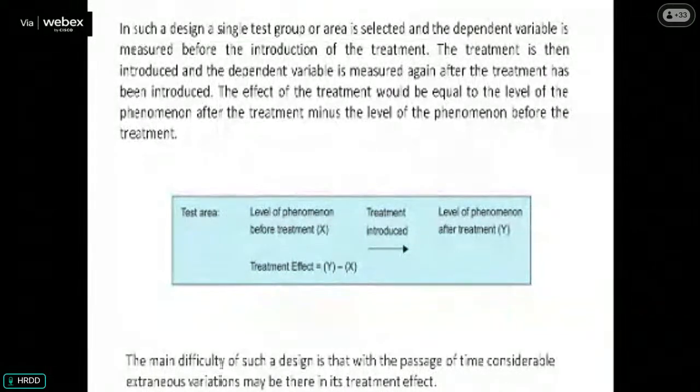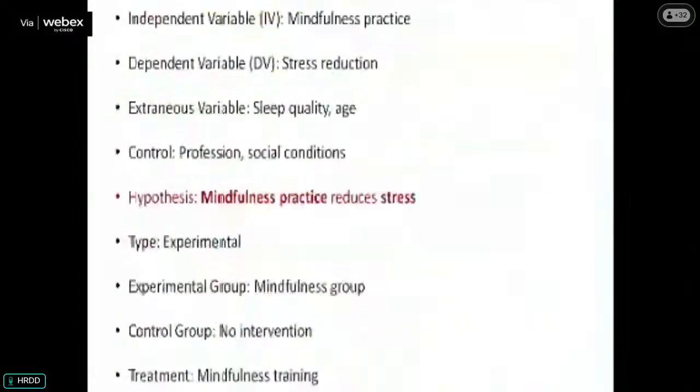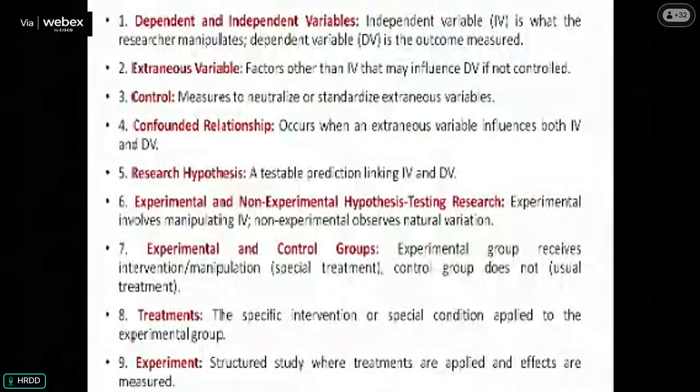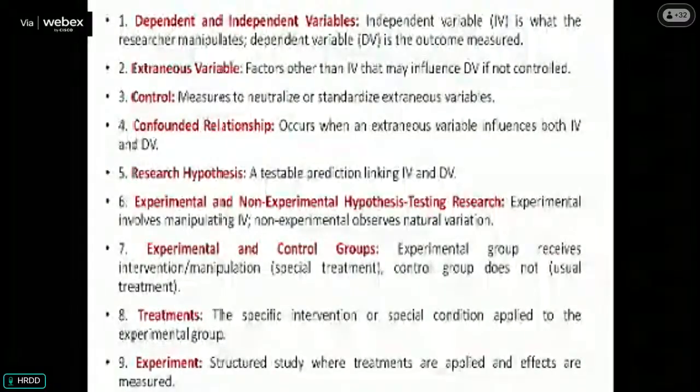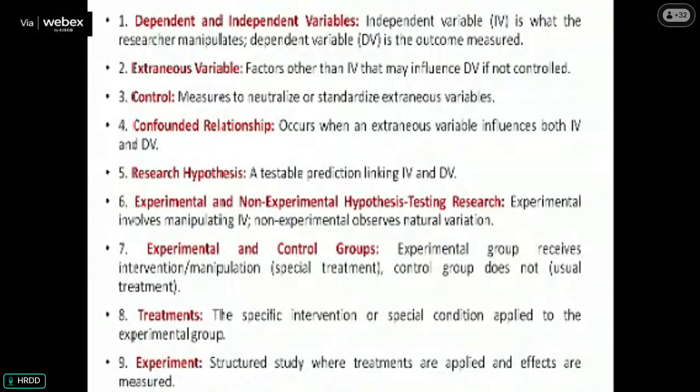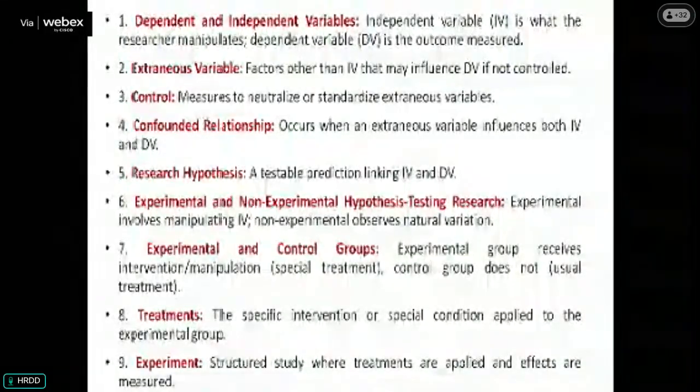So there is a test area. Before the treatment you measure the level of phenomena, that is, you call it X. You introduce the treatment; we studied just before what a treatment is. Treatment is a specific intervention or condition applied to the experimental group, and the experimental group is only one here. Phenomena here means the variables which we are measuring, the dependent variables.